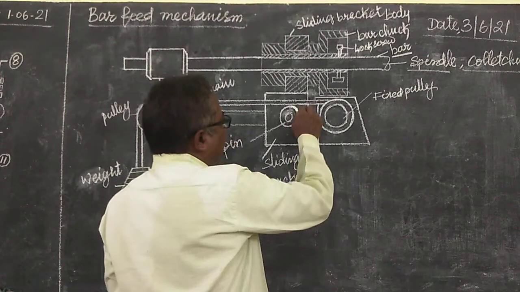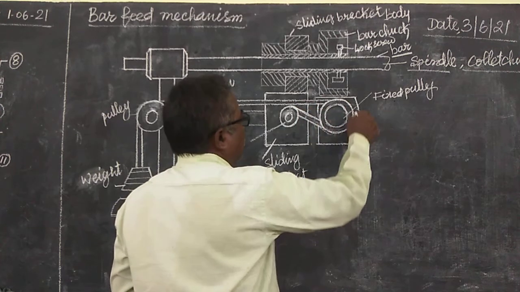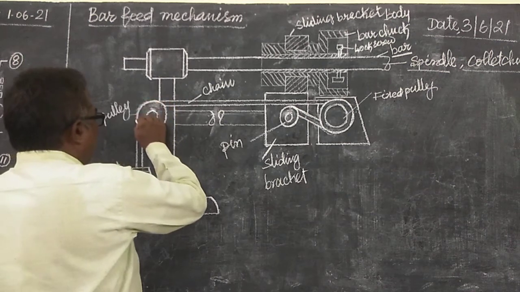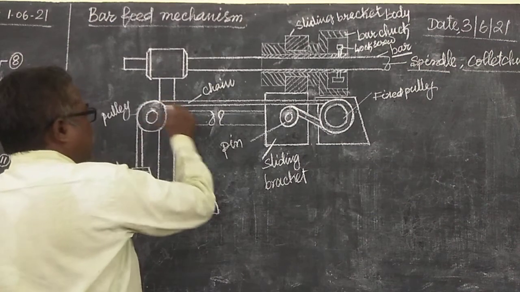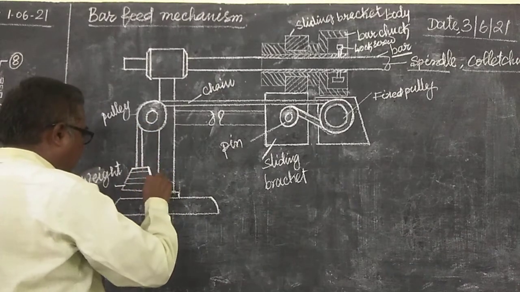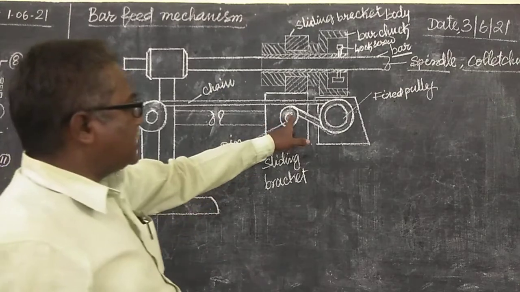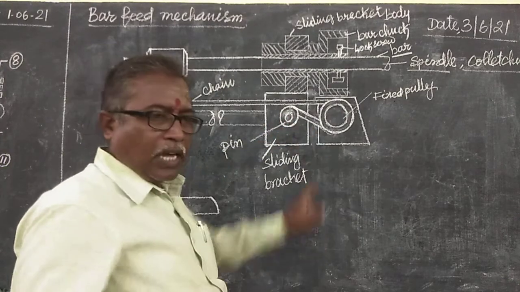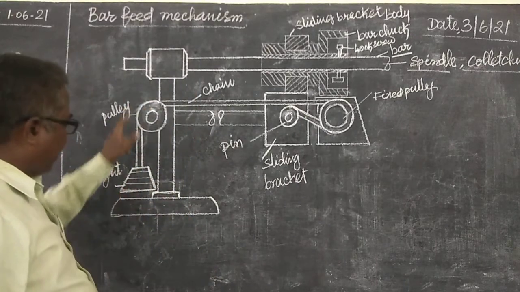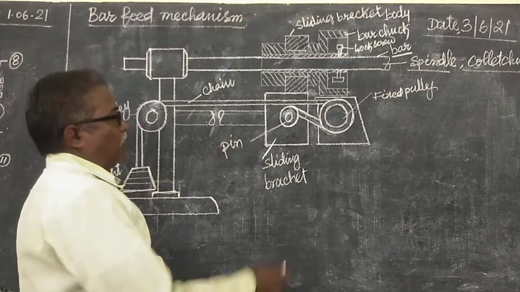Then the chain or rope is connected around the fixed pulley and comes to another pulley provided here. With this pulley, the chain comes down here. The weight is hanged at the other end of the chain. One end is attached to the pin, and the other end is attached to the weight.